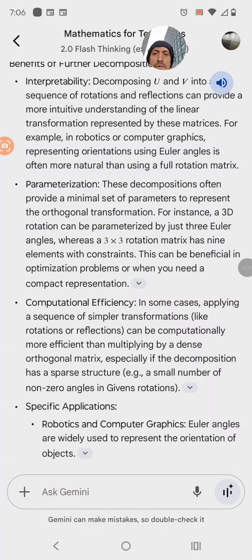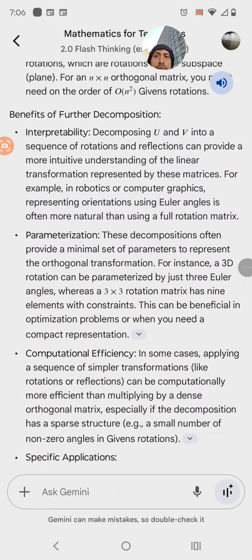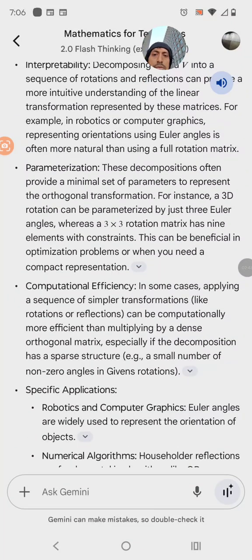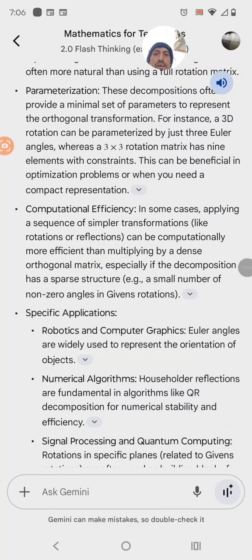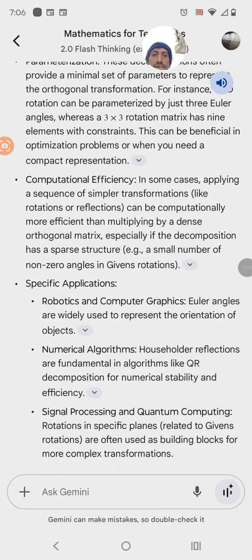Yeah, so these 2 points I find more interesting. Of course, all of them are interesting here. The parameterization, so roll, pitch, and yaw, that comes naturally for 3D, and we can just represent with these 3. Whereas a 3 by 3 rotation matrix has 9 elements with constraints, and so that is also computational essentially. And simpler transformations can be computationally more efficient when decomposing U or V into a sequence of rotations and reflections, and it will not be an infinite number of rotations or reflections.